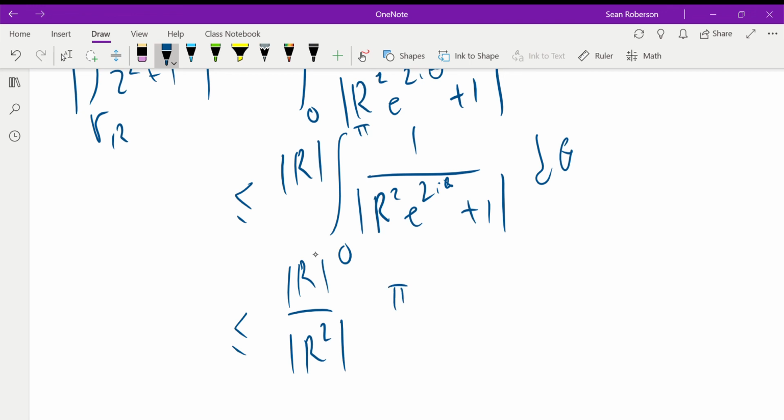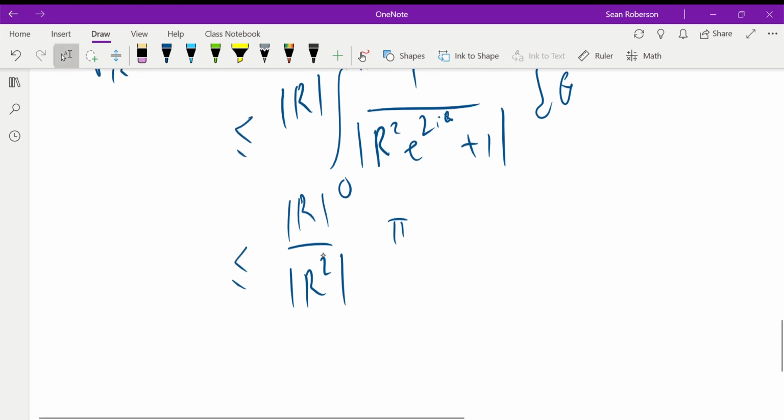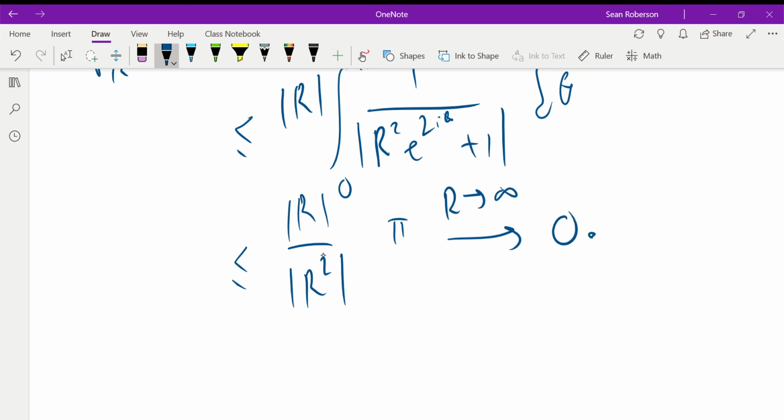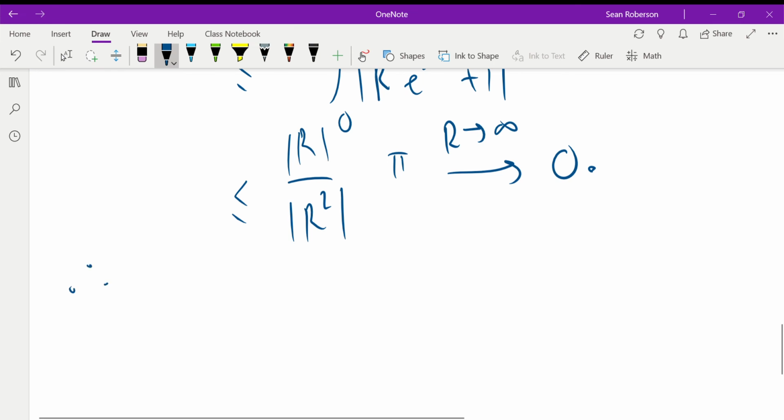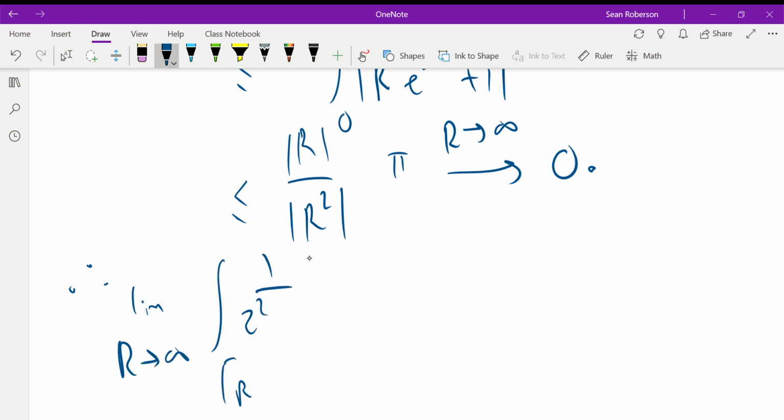It's just pi in the integral. The integral from 0 to pi of 1 d theta is just pi. And the thing is, if I allow r to go to infinity, this is actually 0. Why? Because I'll have the modulus of r divided by the modulus of r squared, that gets reduced to 1 over the modulus of r. And r is in the denominator, I can let that be as large as I want. This integral is now 0. So we know now that the limit, as r goes to infinity, of this integral is 0. So we're safe.